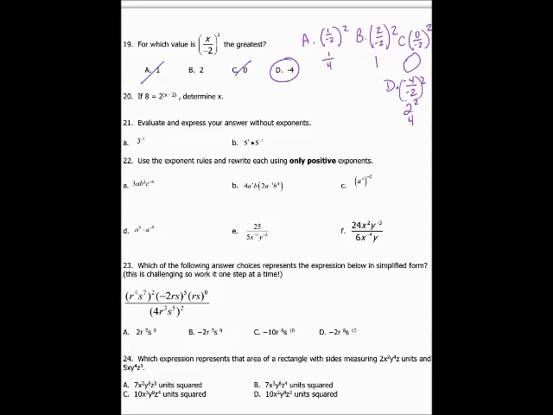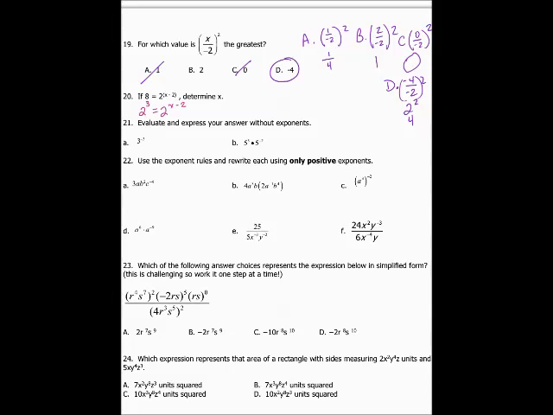On number 20, we need to write those two numbers using the same base. So I always look towards my smaller base, which is 2 in this case, and I ask myself, can I write the other number using that base? So if I have a 2, I would say, what power would I need to raise that 2 to in order to get an 8? And that is going to be the third power. And you can use your calculator to help you go through those numbers if you need to.